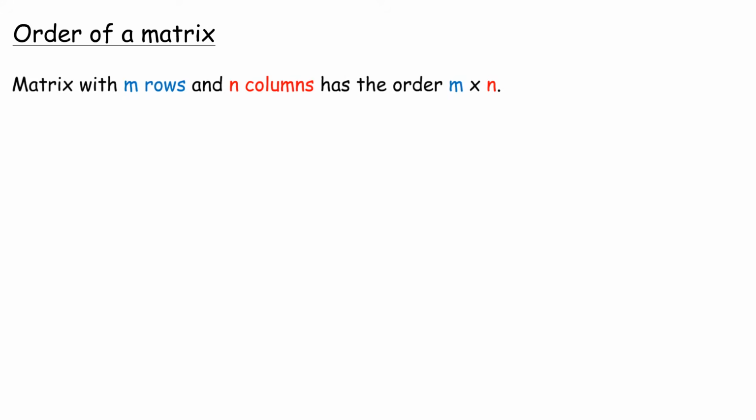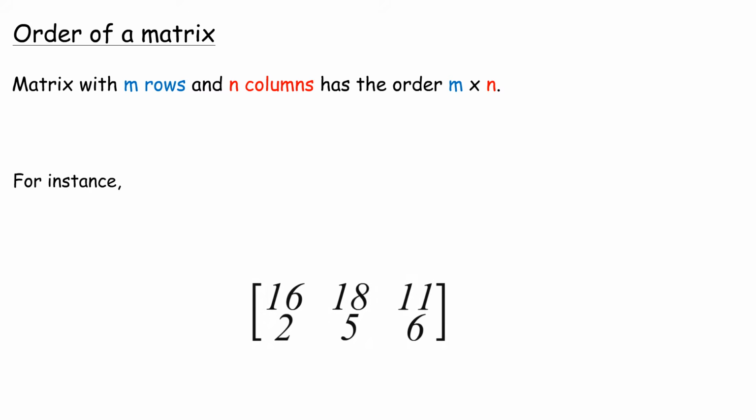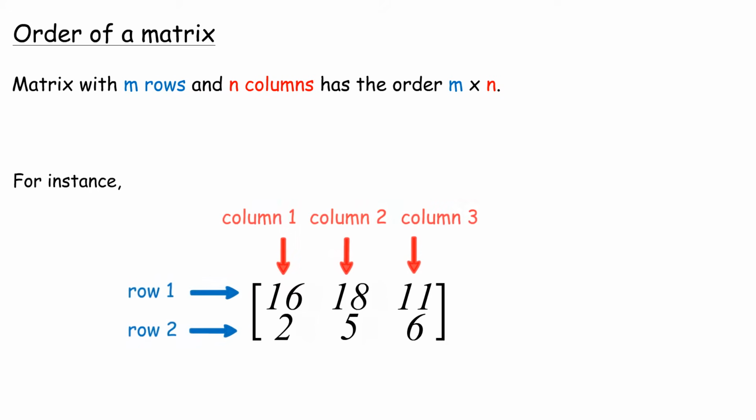Order of a matrix. A matrix with m rows and n columns has the order m by n and is called a matrix m by n. For instance, this matrix has 2 rows and 3 columns, so it is a matrix with order 2 by 3 and can be called a matrix 2 by 3.